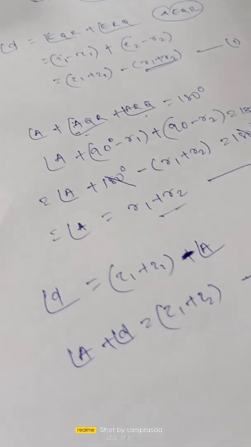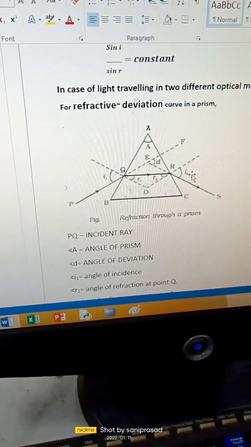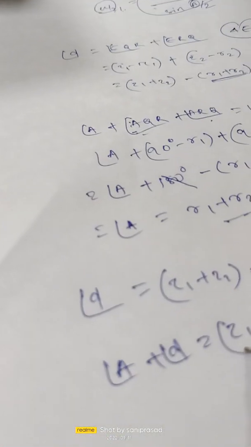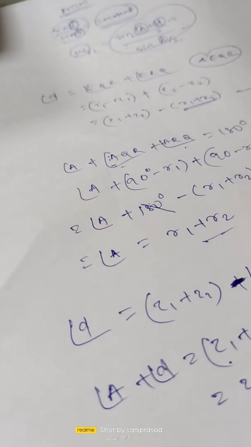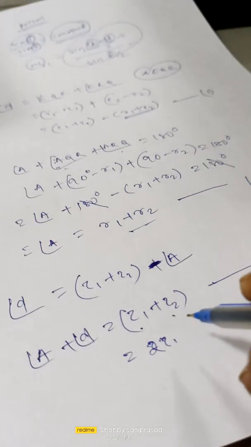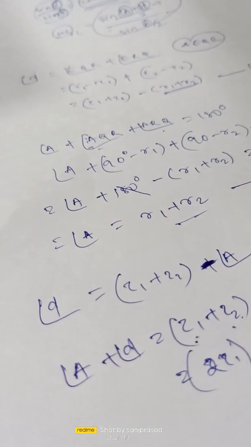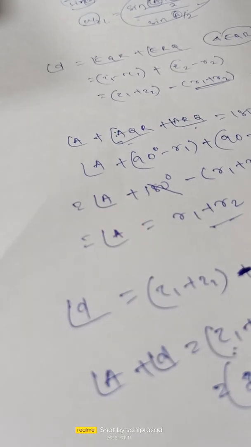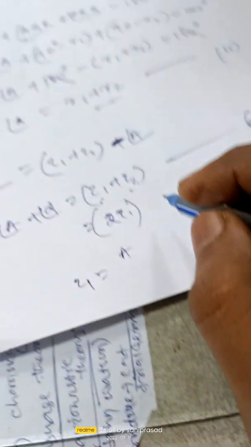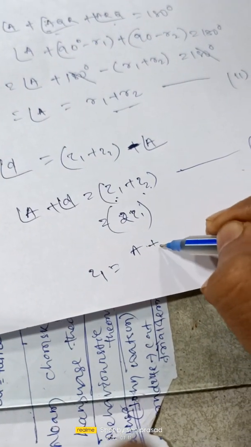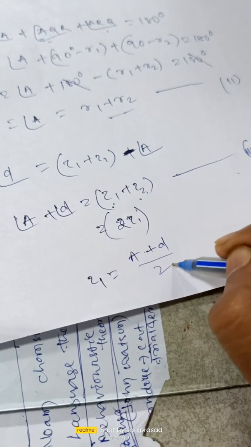Then look, when we do the experiment, i1 is equal to i2. So you can write 2 i1, because these two are equal. So the angle of incidence i will be (A plus D) by 2.